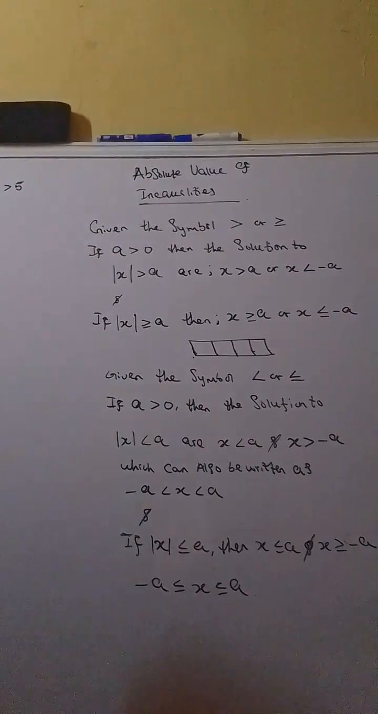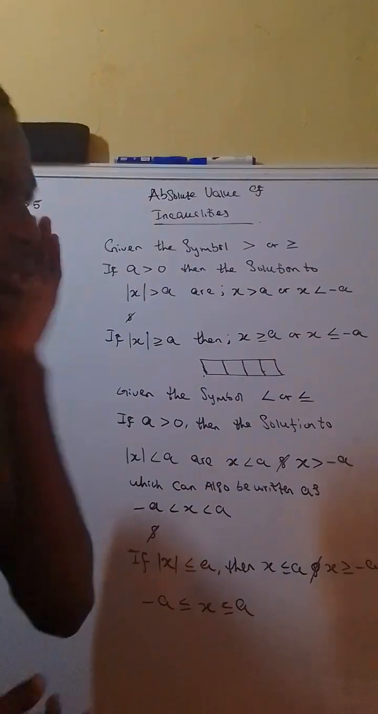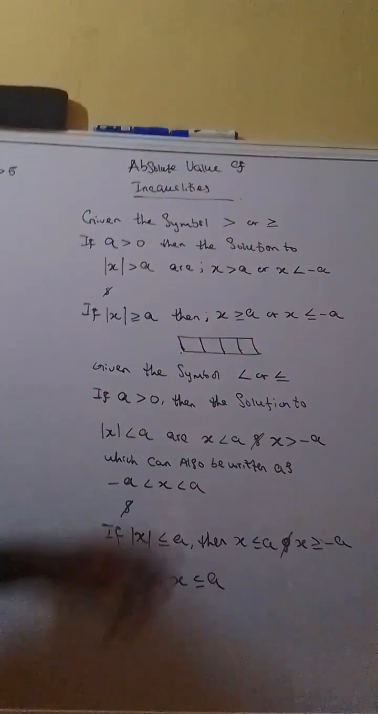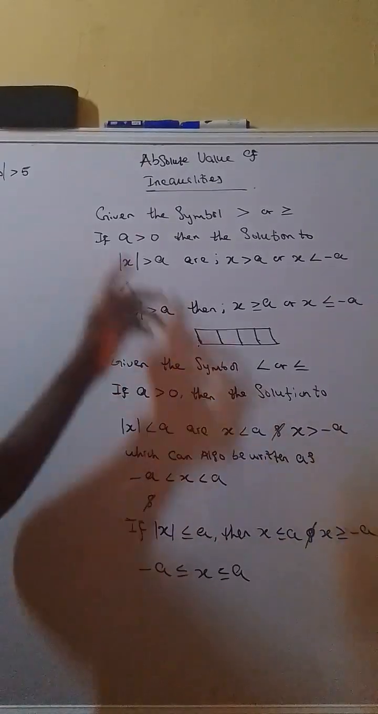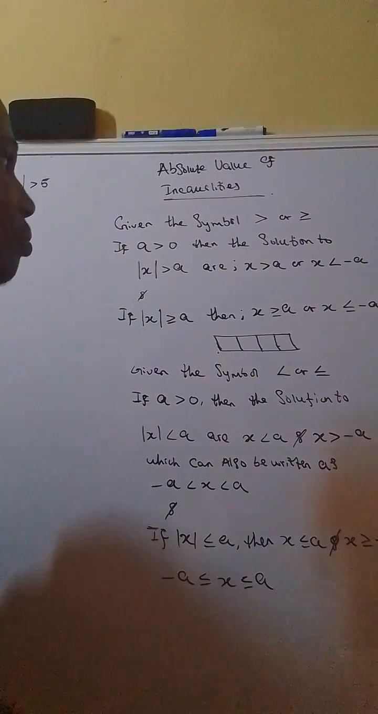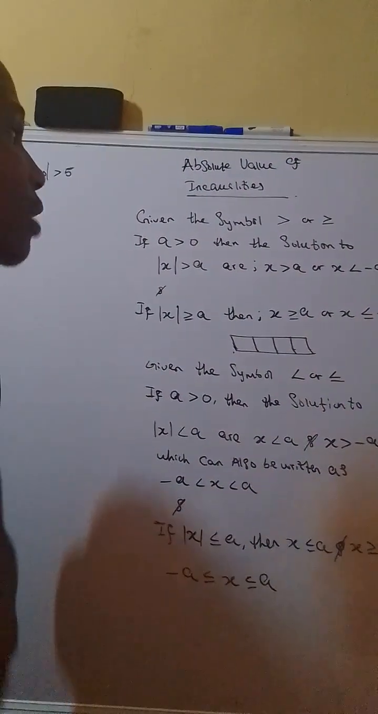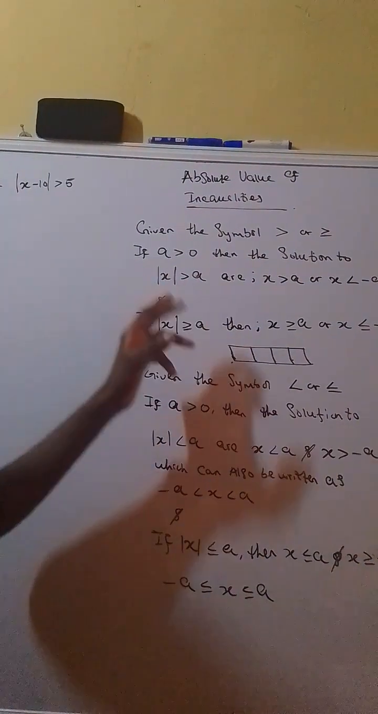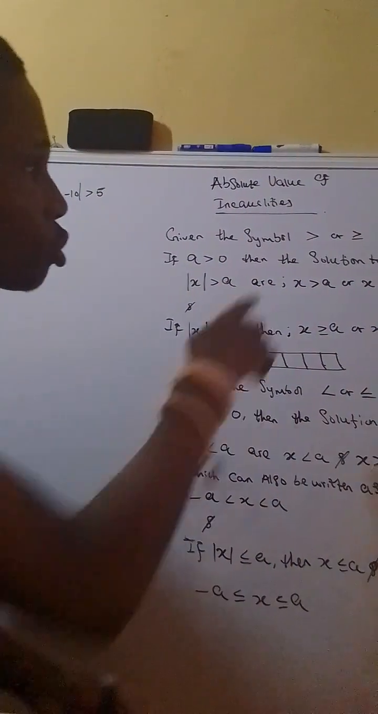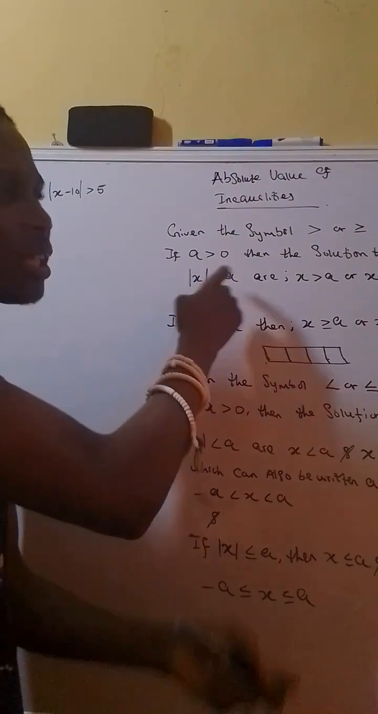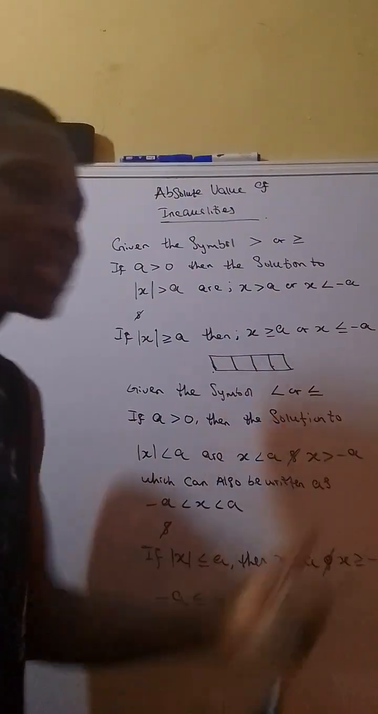Now, this is a strict inequality and this is a weak inequality, as we all know. So let's say you are given the symbol greater than or greater than or equal to. Are you with me? If a is greater than 0, that means the value you are going to be given is greater than 0. Then the solution to the absolute value of x being greater than a, are you getting what I'm saying? The solution is going to be x greater than a or x less than negative a.